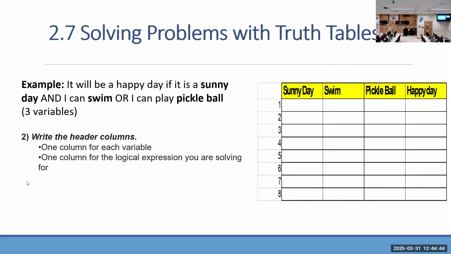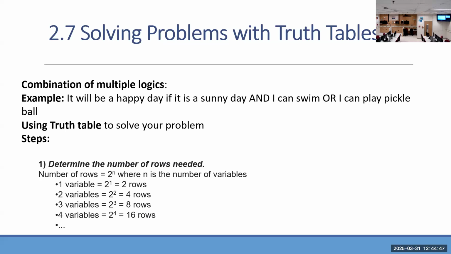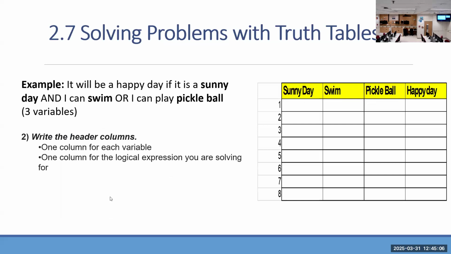Now, let me do the process again. If you want to make the truth table, the first step is to identify how many variables. If you have 1 variable, you have 2 rows. If you have 2 variables, you have 4 rows. If you have 3 variables, you have 8 rows. And if you have 4 variables, you have 16 rows. That's the first step. The second step: you have to write the header, 1 column for each variable, and 1 column for the output. Also 1 column for the logical expression when I'm solving a problem.